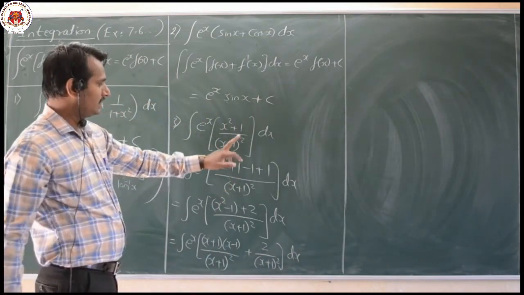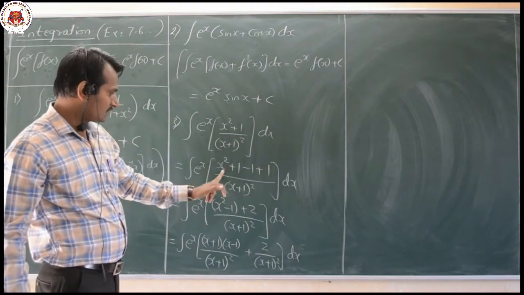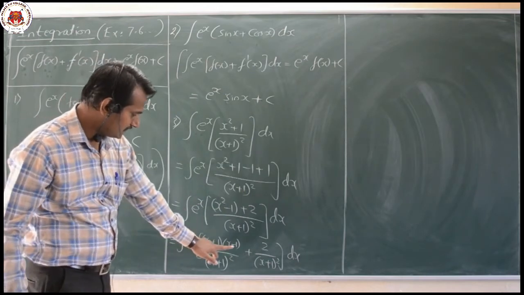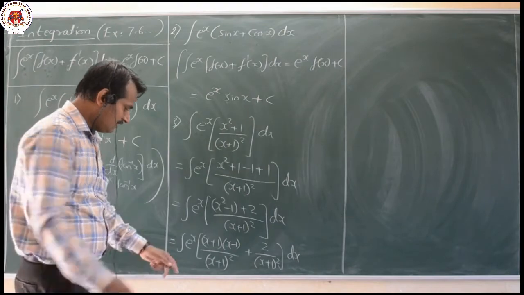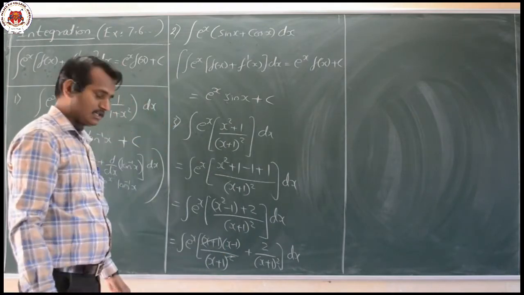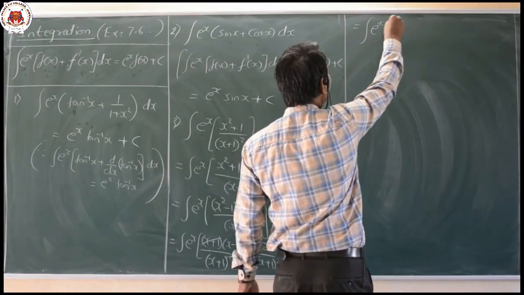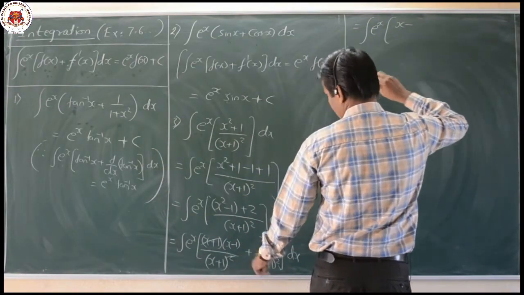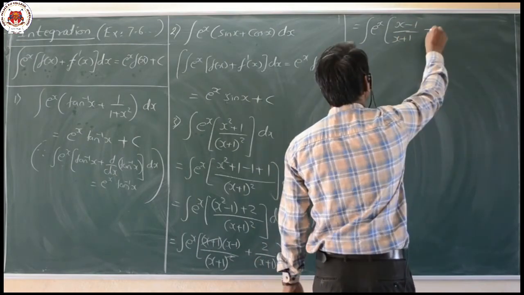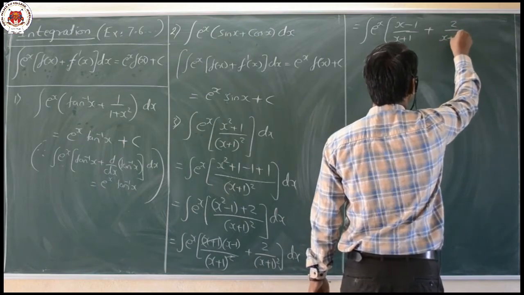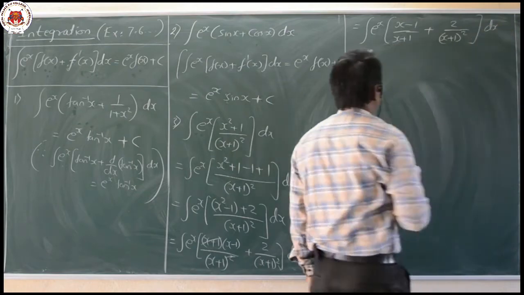Okay dear students, so what I had done here was add and subtract 1. Here x square minus 1 is nothing but x plus 1 times x minus 1, dividing separately by x plus 1 whole square. Here x plus 1 and x plus 1 whole square get eliminated, and the remaining part is the integration of e raised to x into (x minus 1 divided by x plus 1, plus 2 divided by x plus 1 whole square) dx.